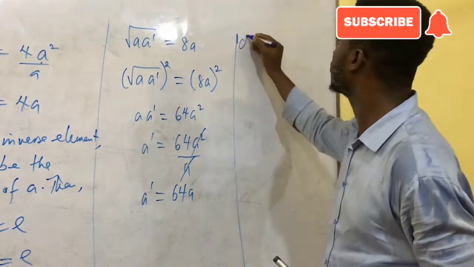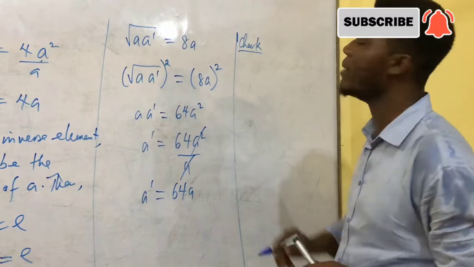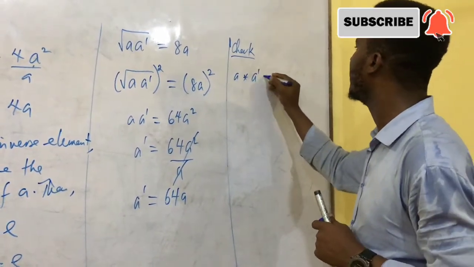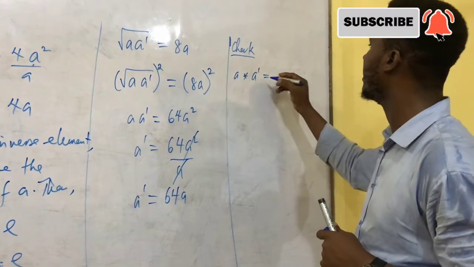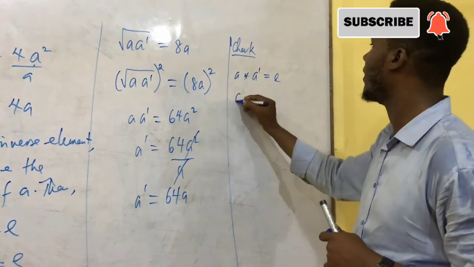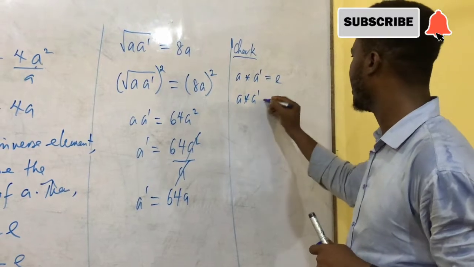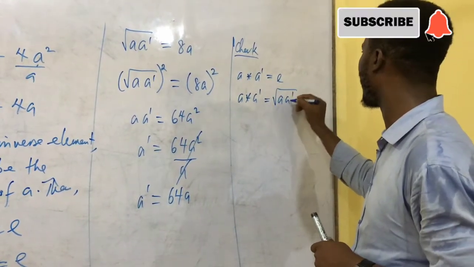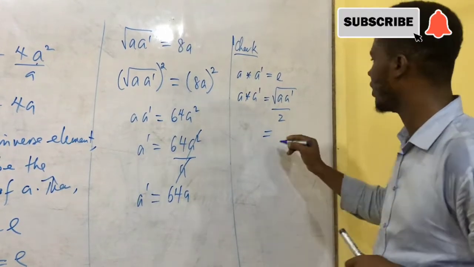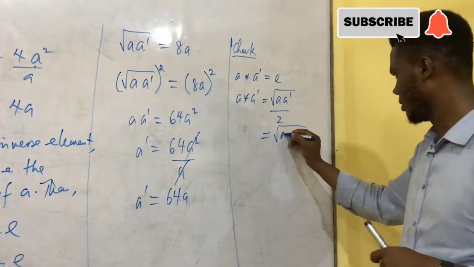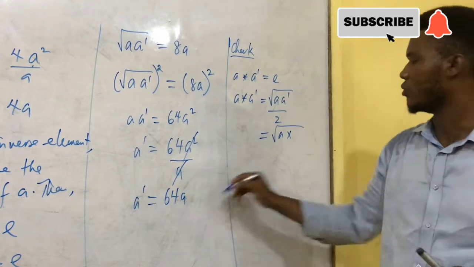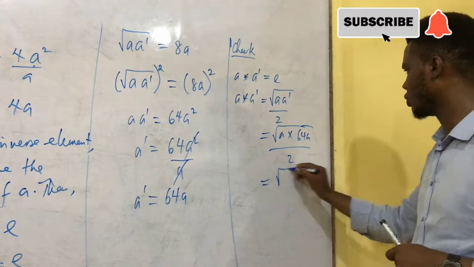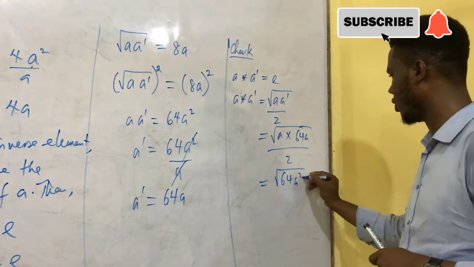Now, if you want to check if the inverse element we've obtained is actually correct, then we would establish that using the property. Let's see if A prime asterisk A gives us E. Now, A prime asterisk A is the same as the square root of A A prime all over 2. And that will give you the square root of A times A prime, which we have obtained to be 64A, all over 2. And that will reduce to the square root of 64A squared all over 2.